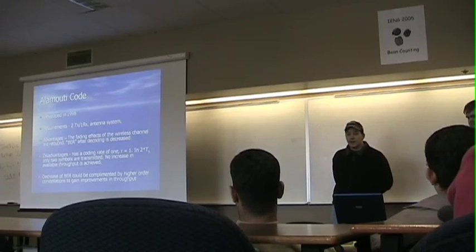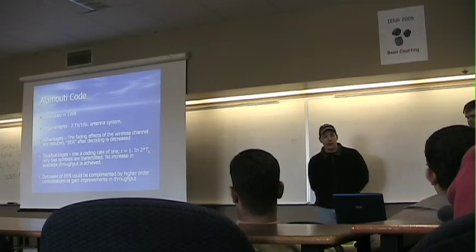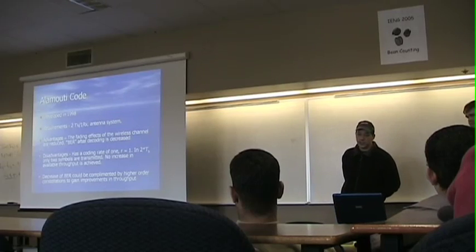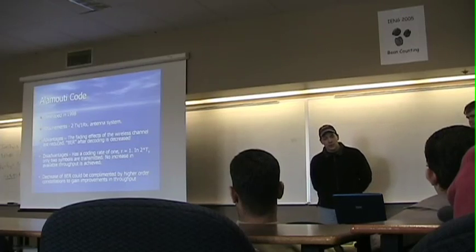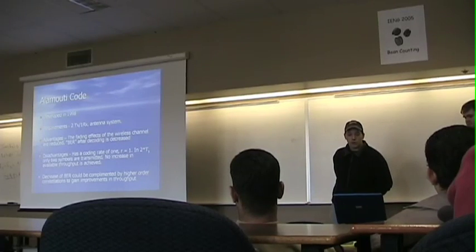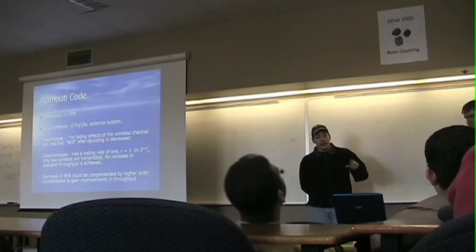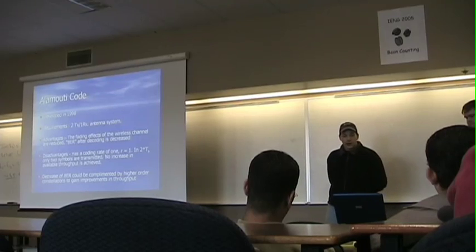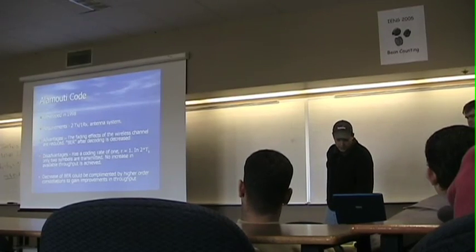The advantages are that the fading effects of the wireless channel are greatly reduced. That is, the bit error rate after coding is actually decreased. The disadvantages for this code are that we have a coding rate of 1, which means that in 2 symbol periods, we can only actually transmit 2 of the original symbols. So there's no overall advantage in throughput that's achieved. However, because of this type of coding, the decrease in bit error rate can actually be complemented if we use a higher order constellation scheme to gain improvements in the throughput.